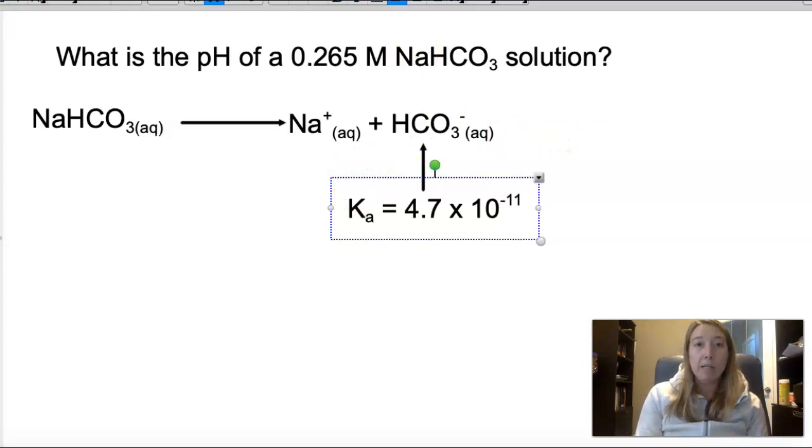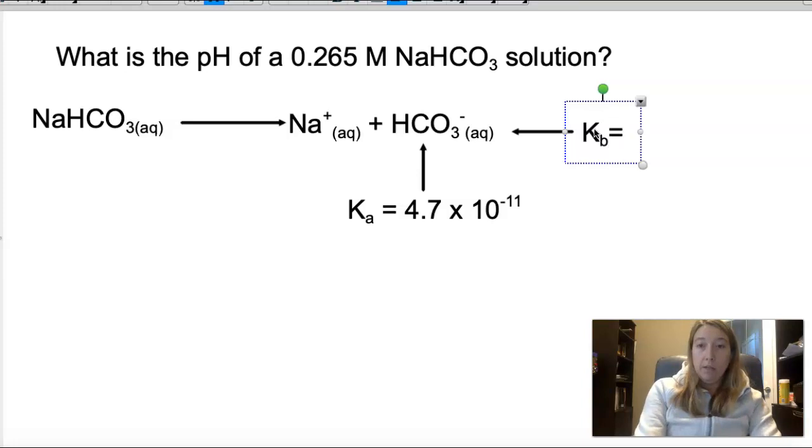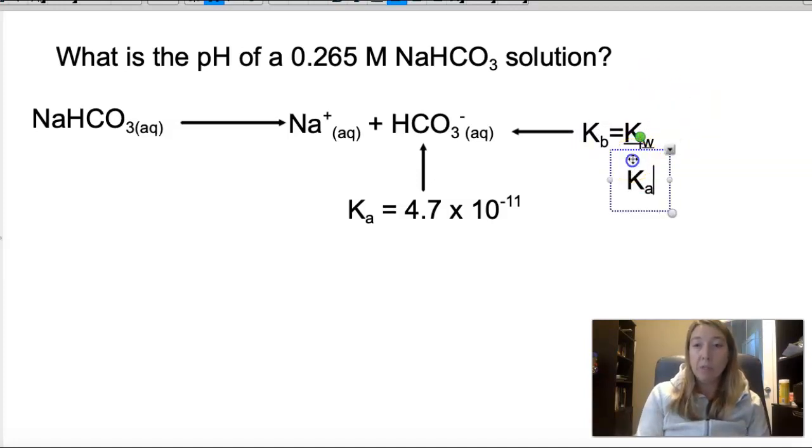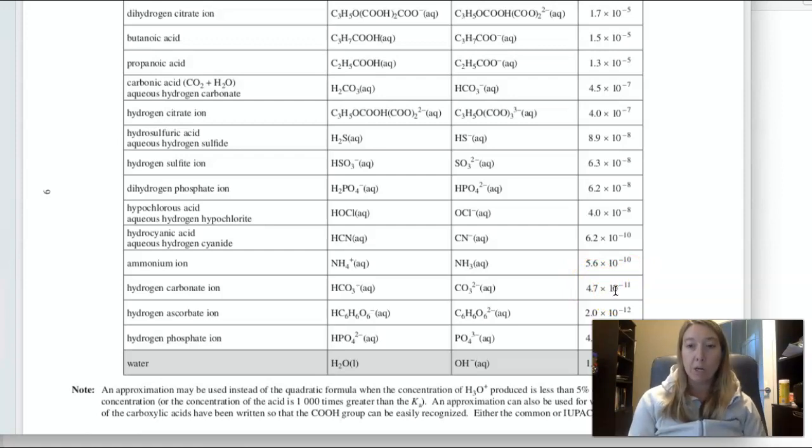Okay, now I have to figure out what's going to be the Kb for this, right? The way I'm going to figure out the Kb is by doing the Kw divided by the Ka. Okay, so this is where you have to be careful, because if I'm looking for the Kb, I need to find it in the base column. And a lot of times what you guys want to do is you want to use this Ka of 4.7 times 10 to the negative 11 to figure out the Kb for the hydrogen carbonate ion.